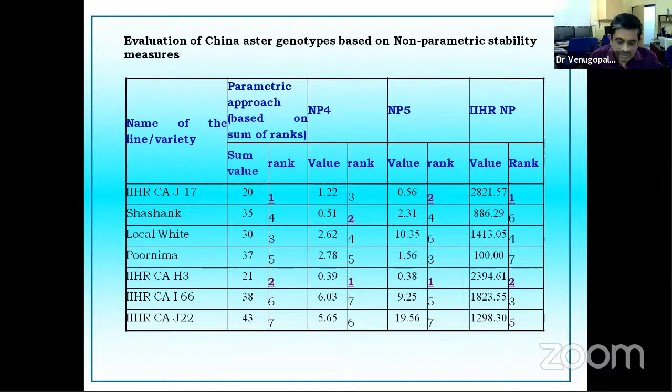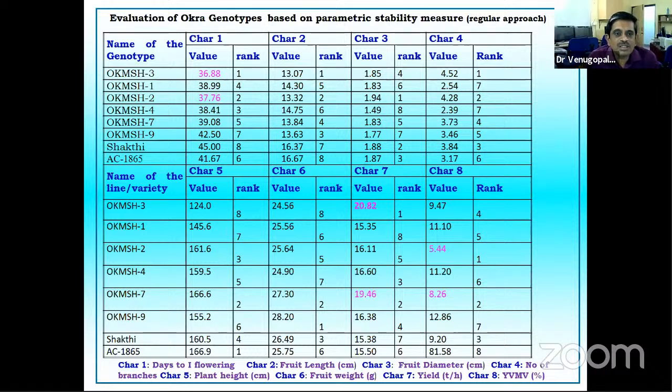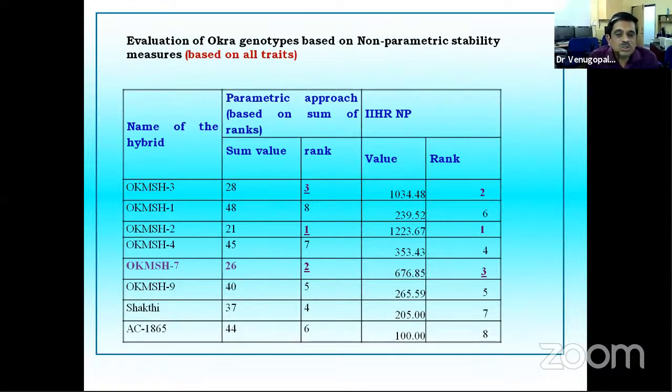across all the traits. Similarly, for okra genotypes, if you see this table, for each character a particular line happens to be the top ranked. So there is no consistency of ranking of lines with respect to all the characters. So when we use our IIHR non-parametric method, the combination with the desirable weights, whatever I said earlier, the combination of all the traits has yielded OKMSH2, the CGMS line which was released, as the best. So this approach calls for releasing a particular variety not only based on a single trait, but based on a combination of traits with suitable weightage, also taking into consideration the positive or negative direction of traits, and also the stability over all the locations, years or seasons, whatever we consider.